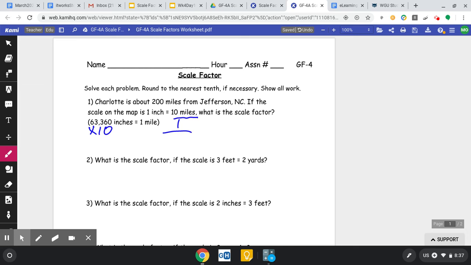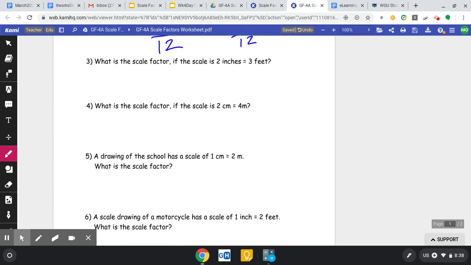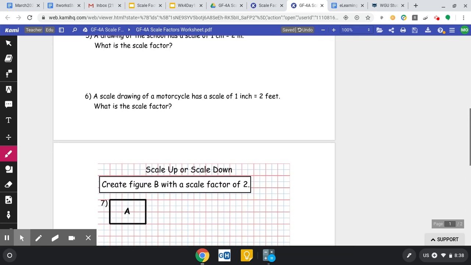Okay. So the next one, if you have 3 feet equals 2 yards, 1 yard equals 3 feet. So now you need to come up with what your scale factor is. Keep your 3 on top and then figure out what's going to go on the bottom. So 2 times 6 is 12. That means your 12 is going to go on the bottom. All right, where's the other tricky one? Centimeters to meters. Make sure you're paying attention on how you're going to do that.